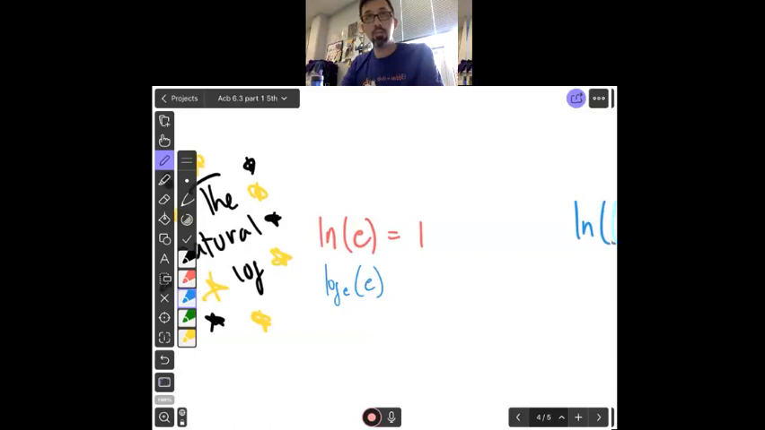Okay? So then what does that mean? That e to the what power equals e. It doesn't matter what e is. In order to get the same thing on both sides, it would have to be to the first power. Okay? So that's why the natural log of e is 1.